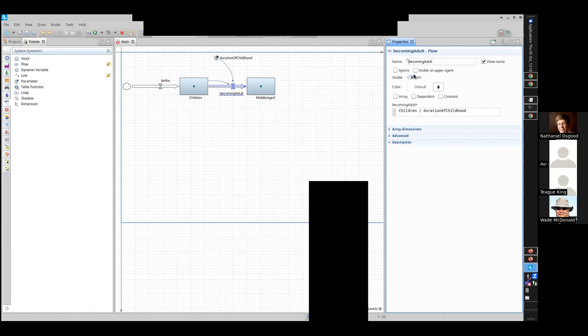Okay, so, ladies and gentlemen, we have this basic reasoning. This is one of the phases of the first order delay. It's a first order delay because the outflow depends linearly, just proportional to the value of the stock. It's just the stock divided by a constant. You get that?